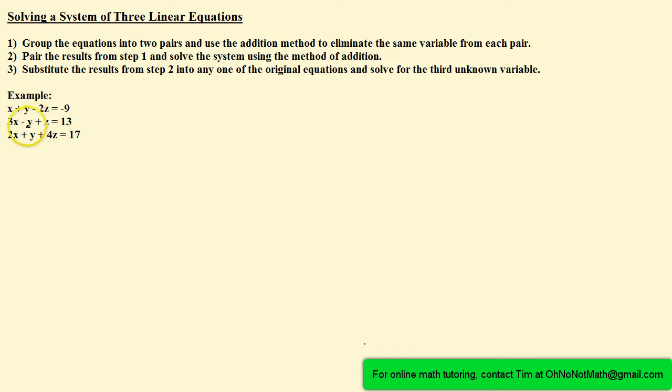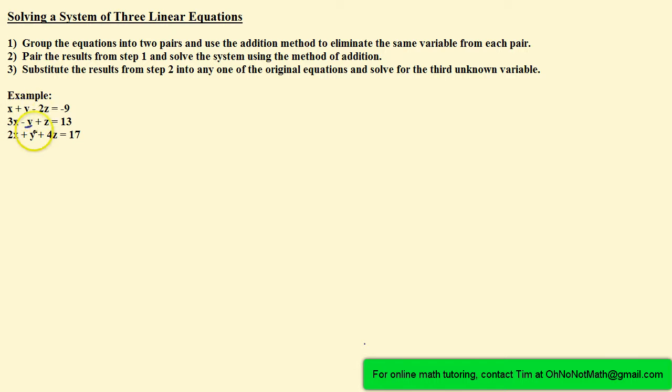If I group those together and add them, I can eliminate the y variable here. Right? When I add these two together, I have positive y minus y, which equals 0. If I group the second and the third equations, I would have the same situation. I'd have negative y plus y, add those together, I get 0. So I can eliminate the y variables by doing that grouping. So let me do that.